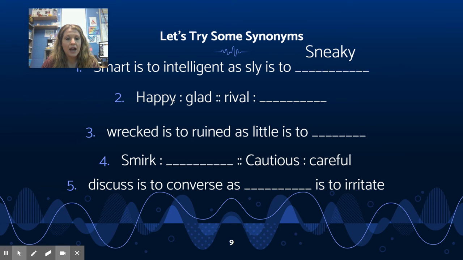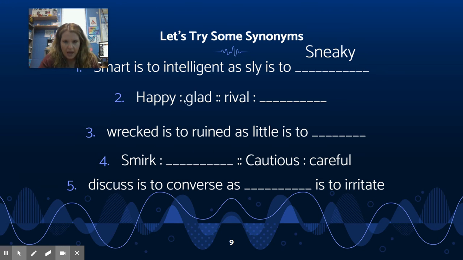And then now I see in number 2 this second set, and you'll see this one is written with the colons. Remember, I don't read happy, glad. I say happy is to glad as rival is to. So I'm going to look at my given pair of words. This is my given pair here. Happy is to glad. Well, those are synonyms.